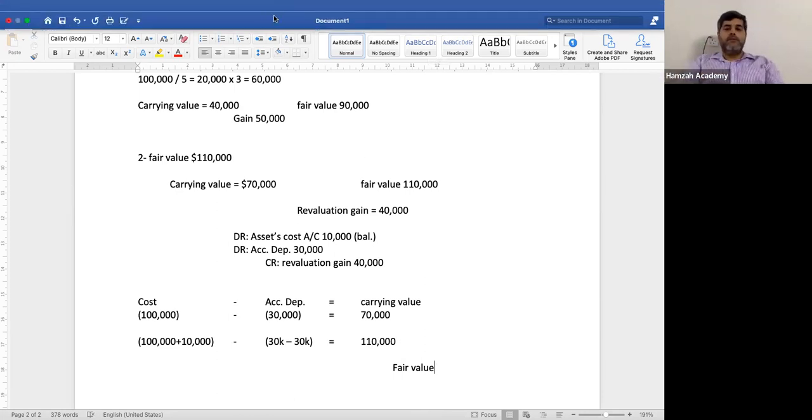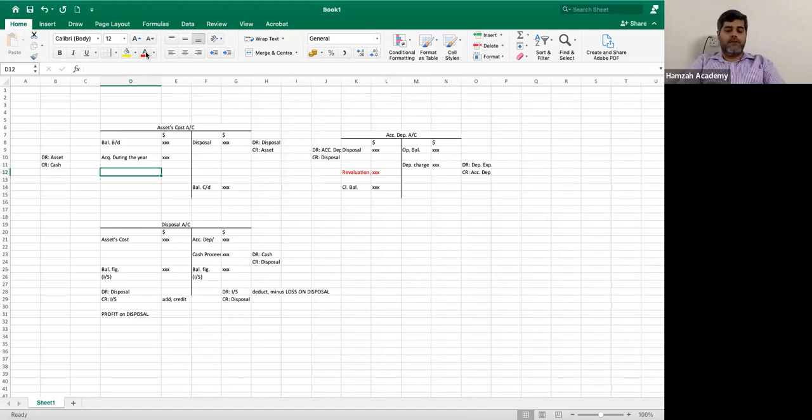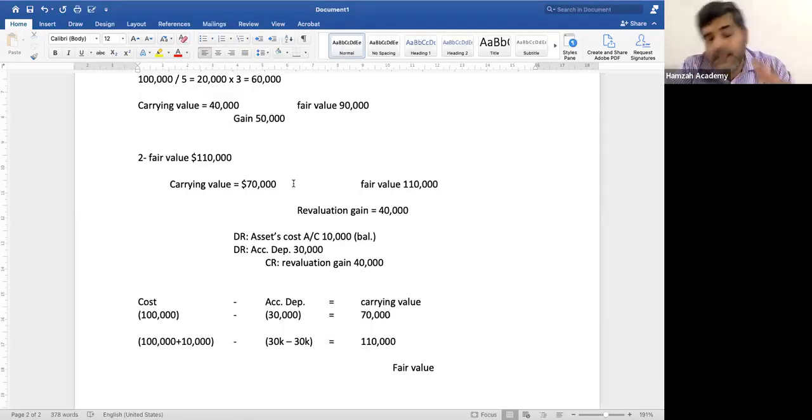Now, moving ahead again, we have to go over here into this account and we have to write revaluation gain. And this revaluation is basically recorded over here in our asset's cost account. These double entries are done where we have a separate account for the cost and the accumulated depreciation. Now, there can be a situation where we do not have the cost account or the accumulated depreciation account. We only have the asset's carrying value account.